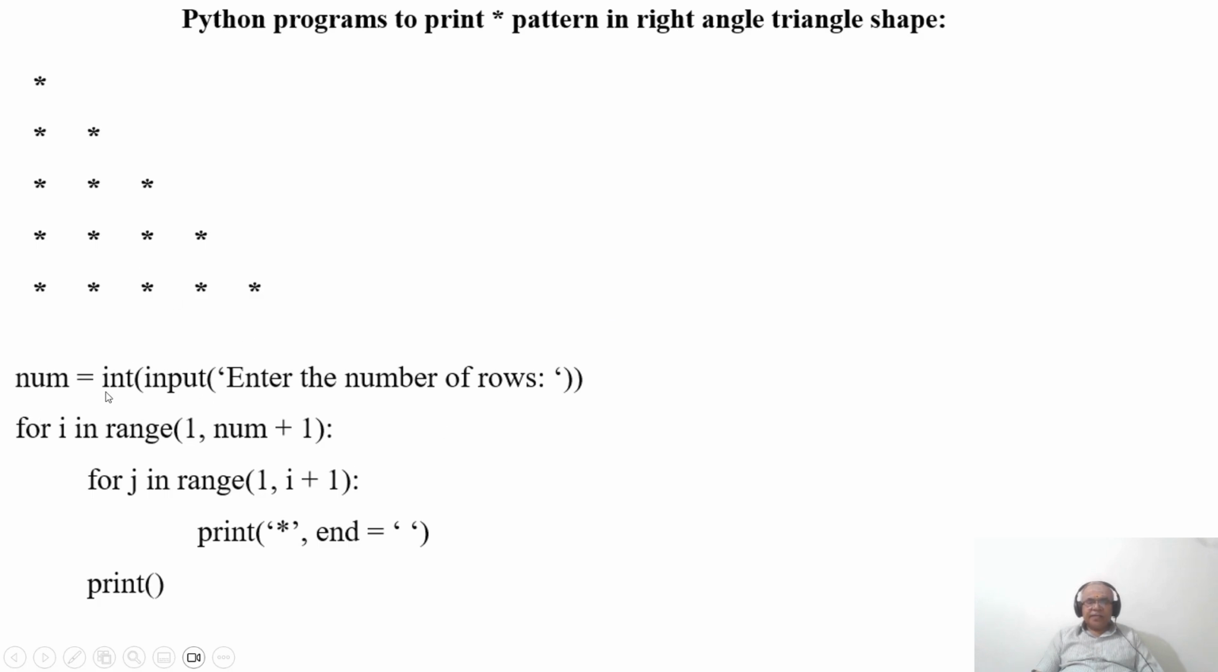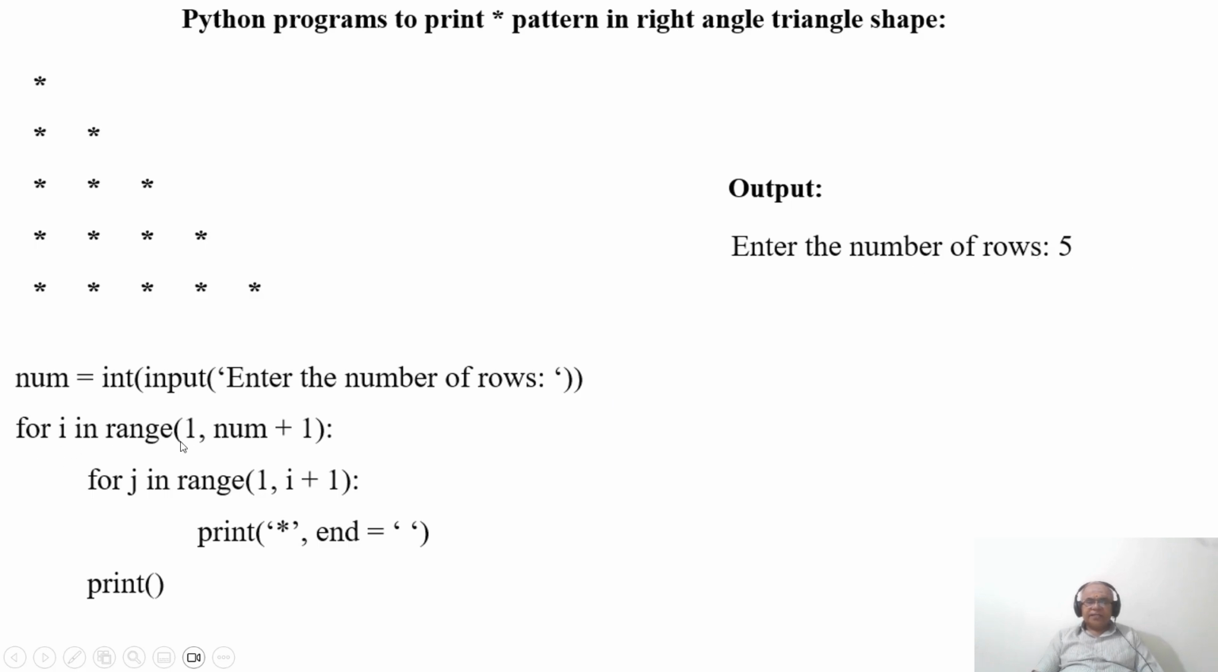num equals int input, enter the number of rows. How many rows do you want to print the pattern in? So I want 1, 2, 3, 4, 5 rows. So the output will be: enter the number of rows is 5.